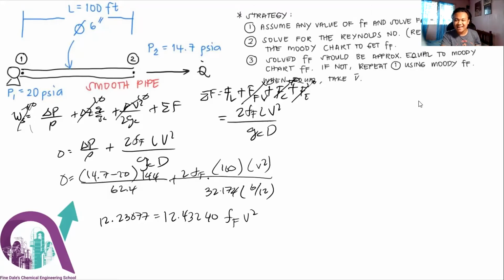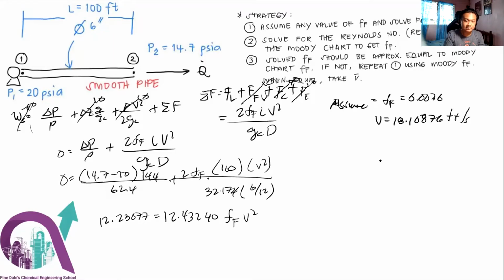This is really a difficult round, but I'll just give you a taste of it. Assume the friction factor is 0.0030. If you plug that in here, you will get V equal to 18.10876 feet per second.